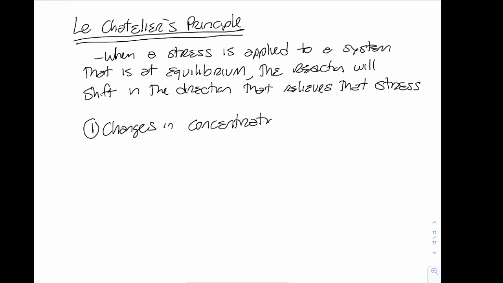Remember, at equilibrium, our ratio of products over reactants is always going to be the same. So if you change the concentration of one of the reactants or products, we no longer have that ratio. We're no longer equal to Kc, we're now equal to Qc instead. So it's going to shift in whatever direction it needs to get back. So, changes in concentration.